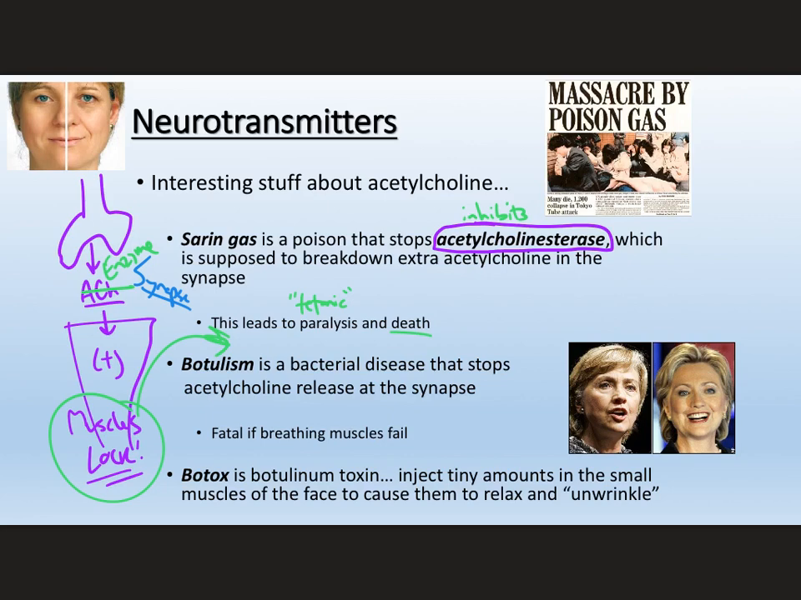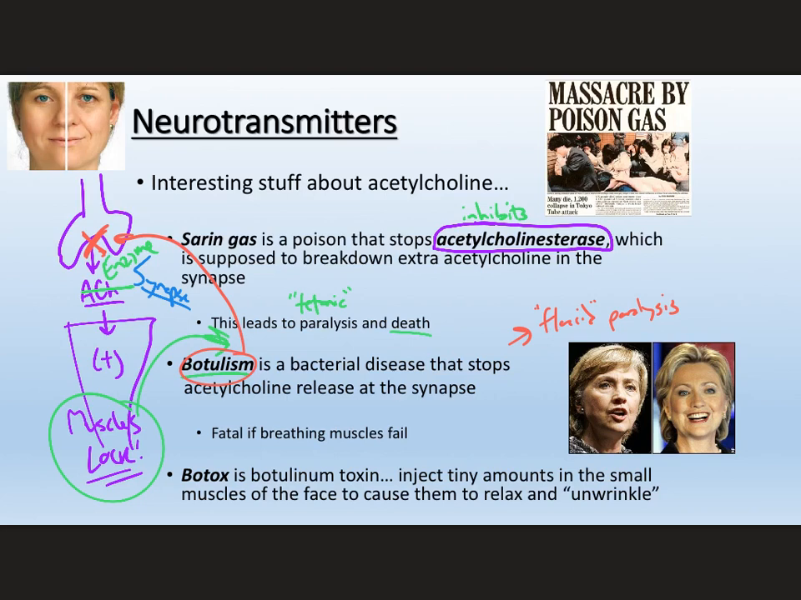Another interesting thing to bring up as a sort of real topic is botulism. Right? Botulism is a disease that bacteria generate this toxin, and the toxin will come in and it actually stops, right? So botulinum toxin here in red actually blocks acetylcholine release. So what this does is this causes what's called flaccid paralysis.